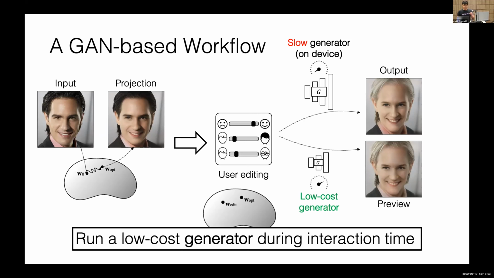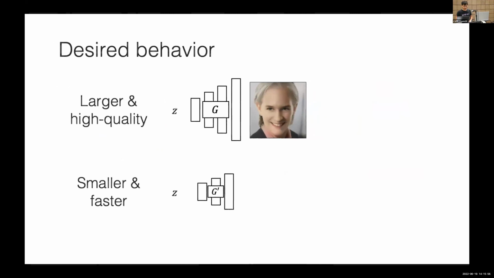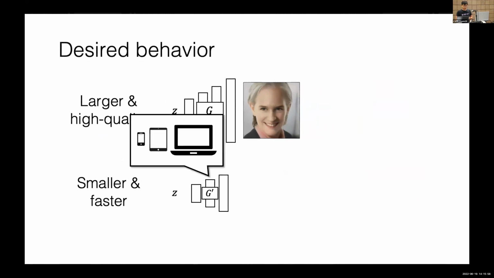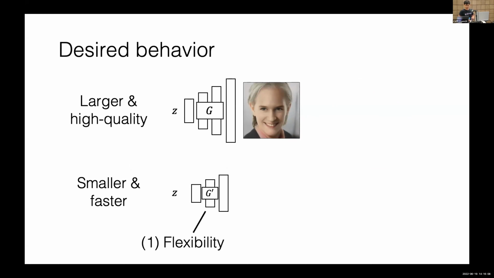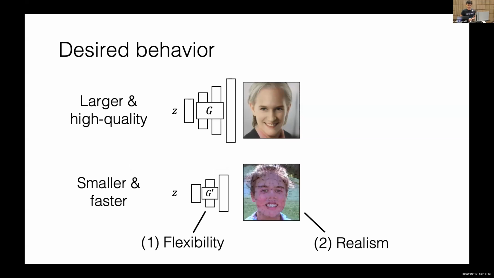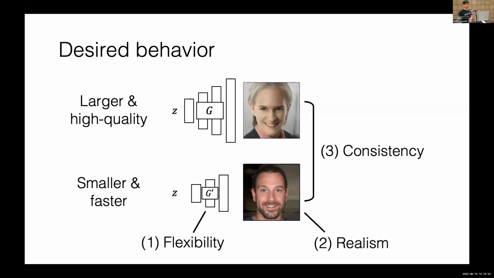Okay, let's consider what properties we'd like to have in this smaller and faster generator. First, downstream at test time, this generator may be used in all sorts of different devices. So one thing we'd like to do is enable flexibility across different computing constraints. Number two, let's say this image came out, we probably wouldn't be very happy because it doesn't look realistic. But we don't just care about realism. If this image came out, we also wouldn't be happy because while it looks okay, it's nowhere near an accurate reflection of the full generator's image. So we also care about consistency. So we'll be considering these three aspects in designing this smaller and faster model.